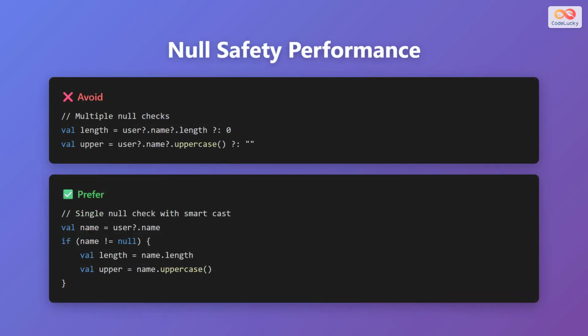Kotlin's null safety is great for preventing crashes, but redundant null checks can hurt performance. When you use the safe call operator multiple times on the same property, Kotlin checks for null each time. Instead, store the nullable value in a local variable and check it once. Kotlin's smart cast feature will then treat the variable as non-null within the if block, eliminating redundant checks. This makes your code both faster and more readable.